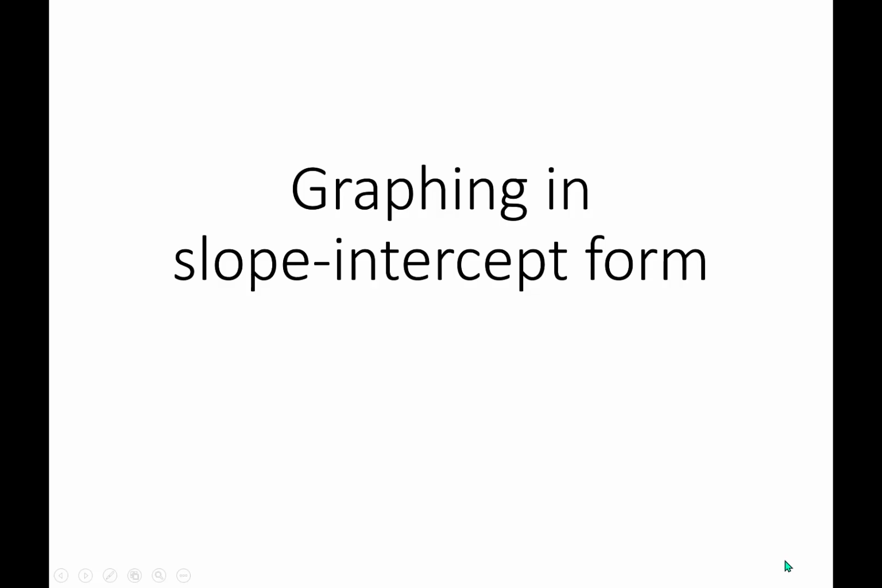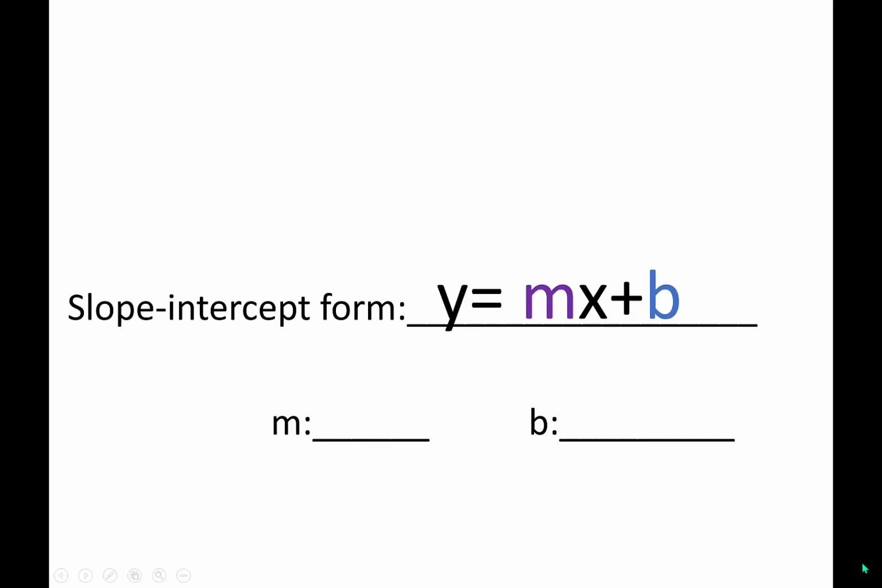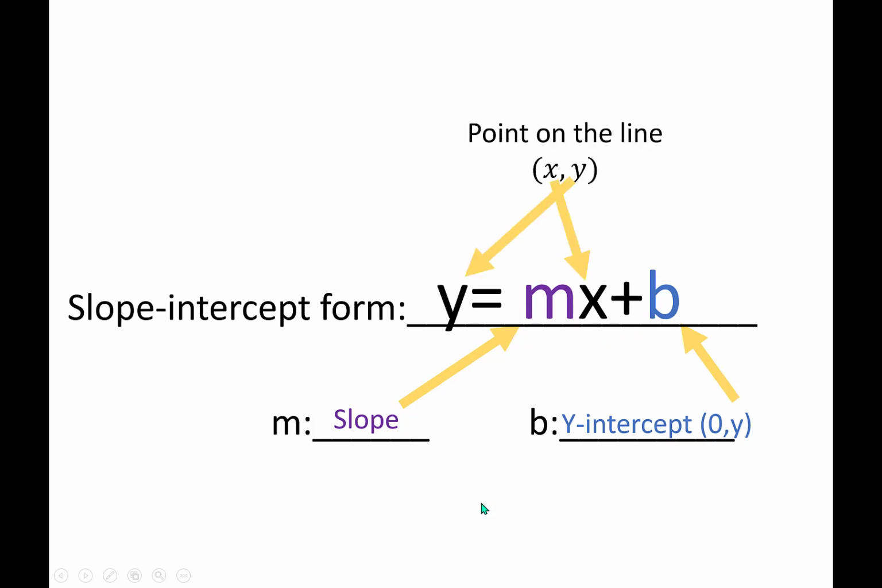All right, so today we're going to continue talking about graphing in slope-intercept form. As we talked a little bit about, remember, slope-intercept form is the form y = mx + b, where m is my slope and b is my y-intercept. Now remember, we write the y-intercept a lot of times as a point, (0, whatever the y value is). Just as added information, the x and y here, guys, are just another point on our line. Okay?